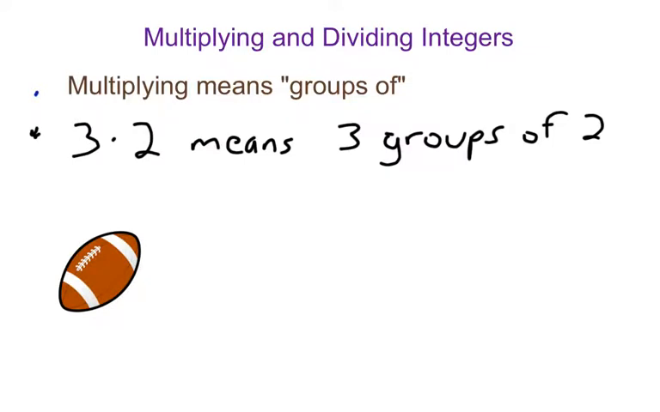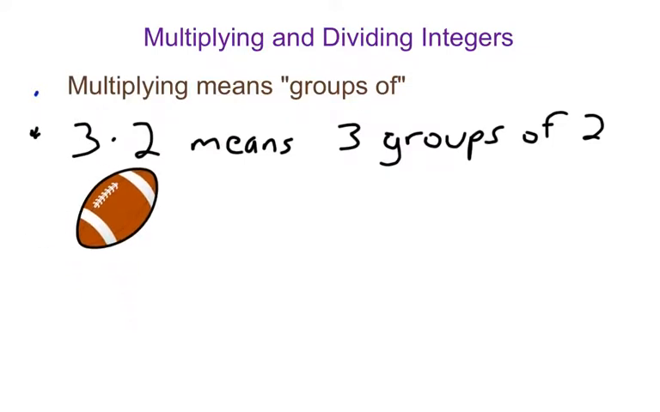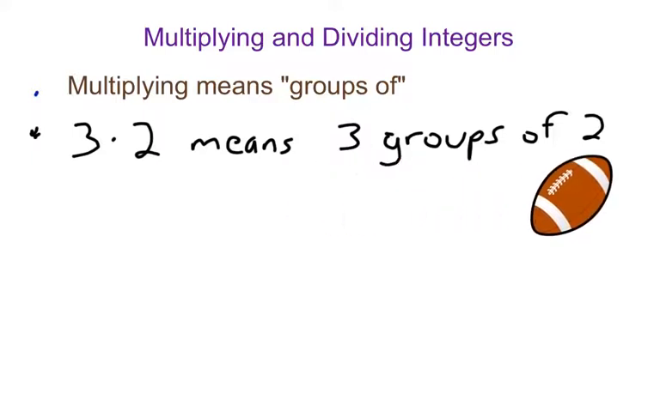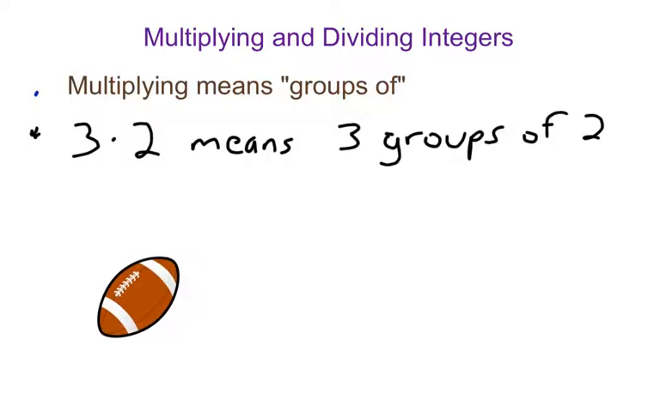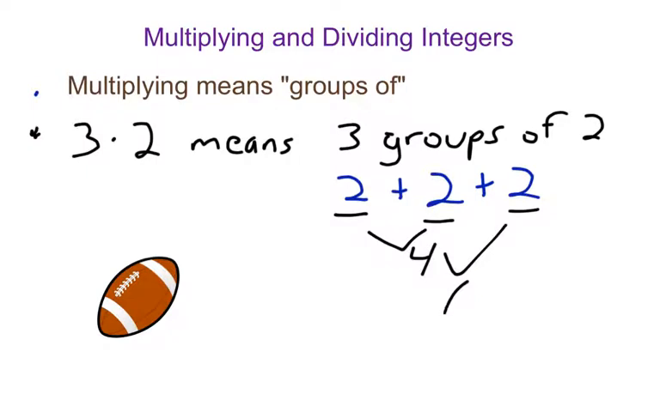So for instance, 3 times 2 means 3 groups of 2. And we can write that with 3 2's. So 2 plus 2 plus 2. So we're starting off pretty simple. So 3 groups of 2, 1, 2, 3. And 2 plus 2 is 4. 4 plus 2 gives us 6. Alright, well that's not so bad at all.